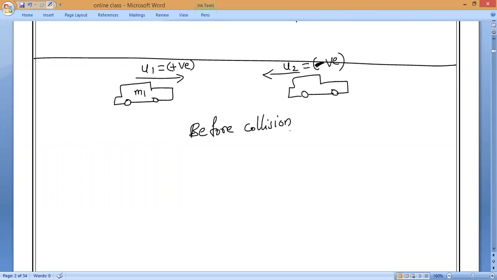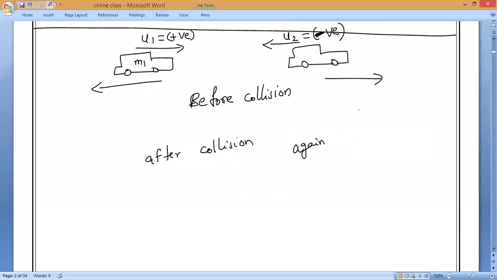Now, before collision, what is happening? Now, after collision, check it. After collision, again they are moving in opposite direction. Now you tell me, after collision, this body will go like this, this body will go like this. Now tell me which is positive, which is negative. After collision, they will go in reverse direction, or we can say opposite direction.